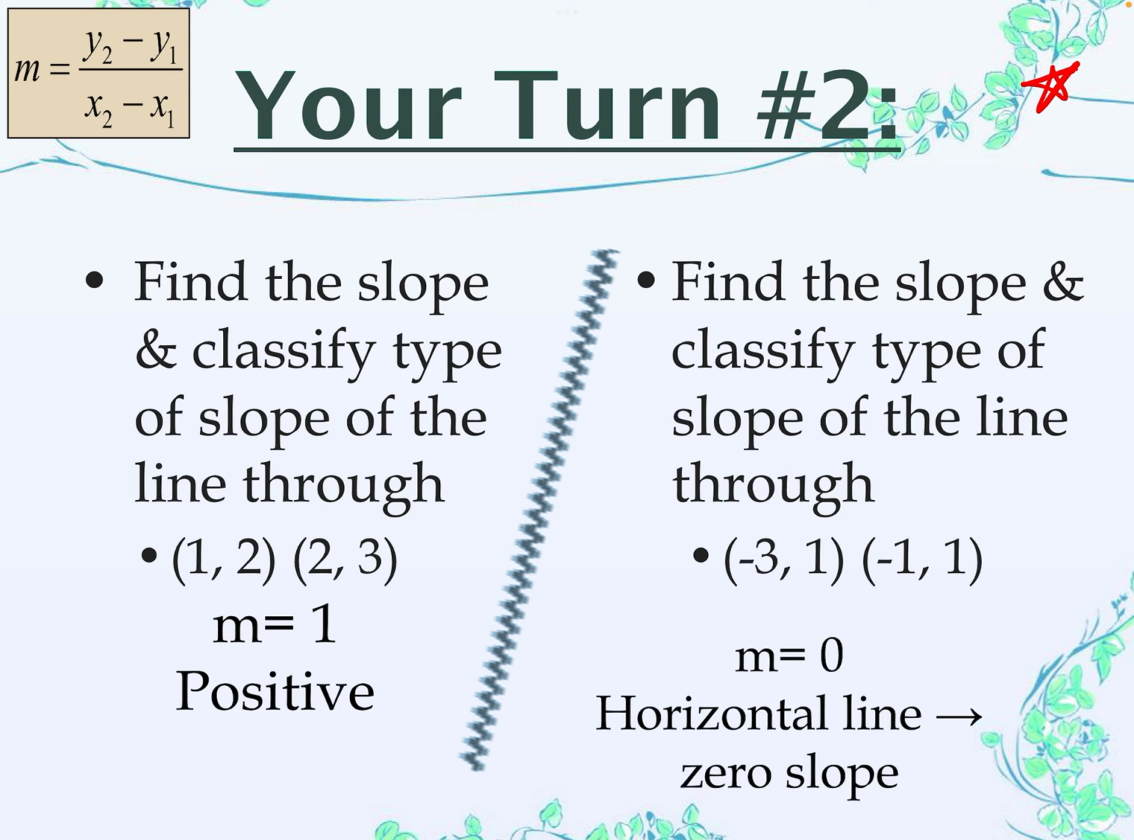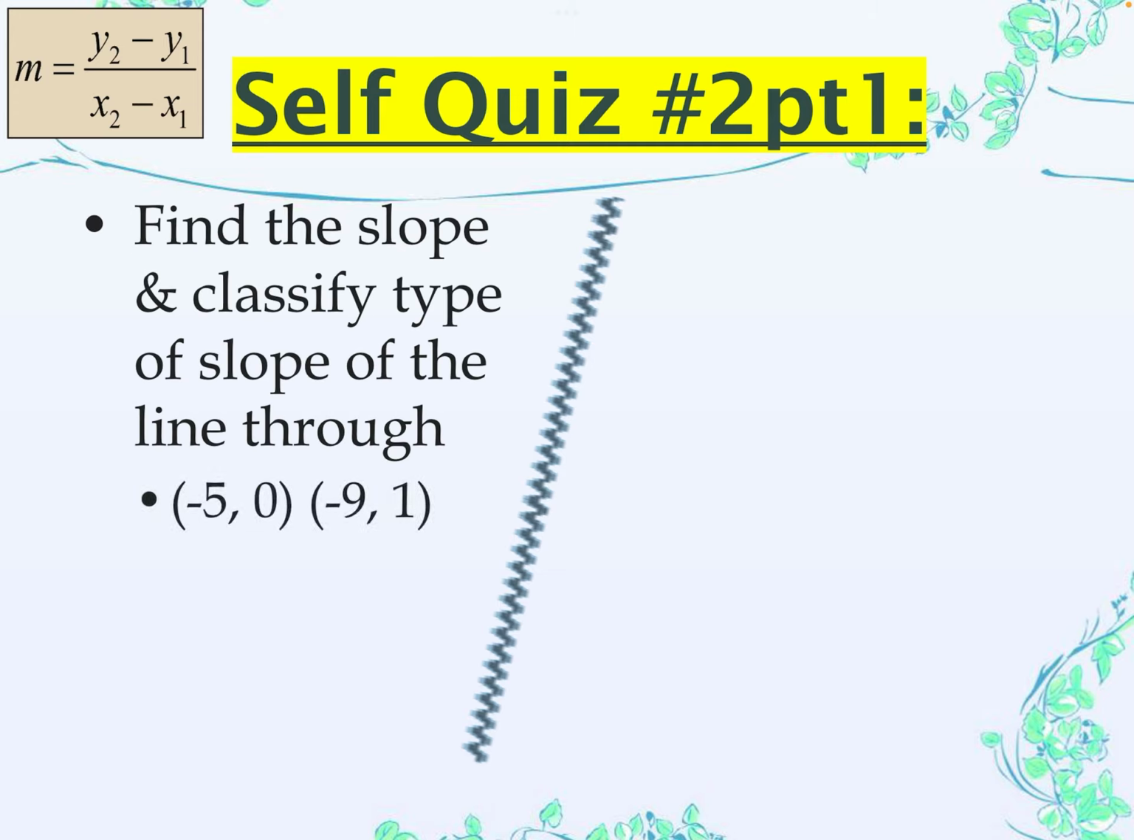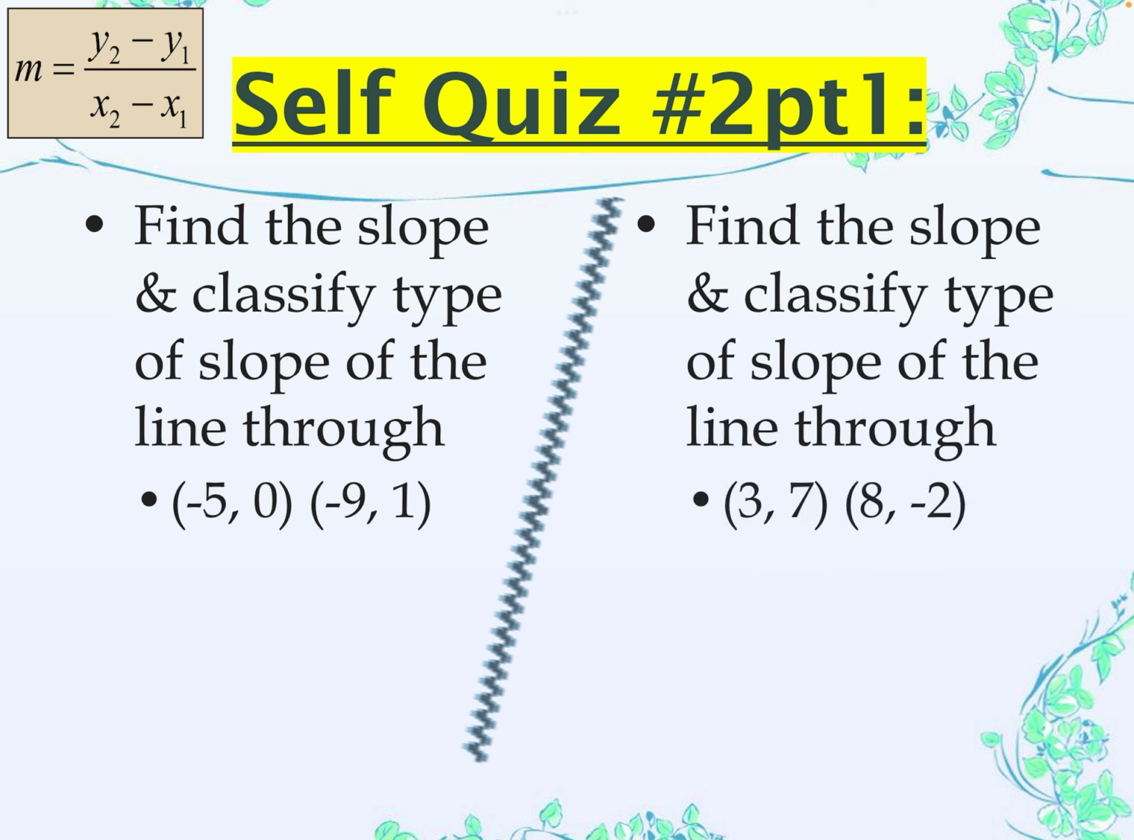All right, so at this point, you should be done with your turn number 2. Here are the answers. Our slope for the first one is 1, and it is a positive slope because it's greater than 0. Our second slope is 0, so that's a horizontal line because it has no slope. It's a flat line. All right, so self-quiz number 2, the first part of self-quiz number 2, that's all you're doing. Finding the slope from 2 points and identifying it, classifying it by the type of slope that it is.